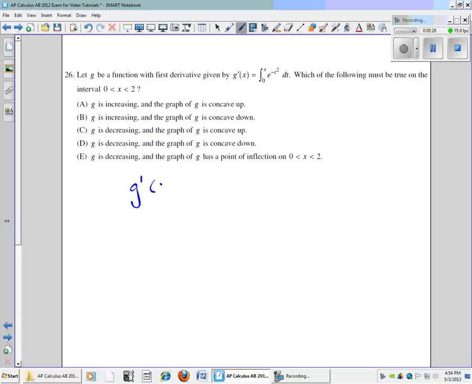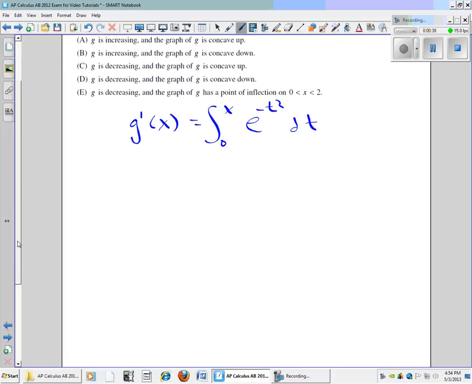g prime of x is equal to the integral from 0 to x of e to the negative t squared dt. I really don't know what the graph of e to the negative t squared looks like, but what I do know is it's positive, because even if I take that term to the denominator and change that exponent sign to a positive, I'm still going to have a positive value. So it doesn't really matter what the graph looks like, we just know it's positive. So I'm going to be thinking about it this way.